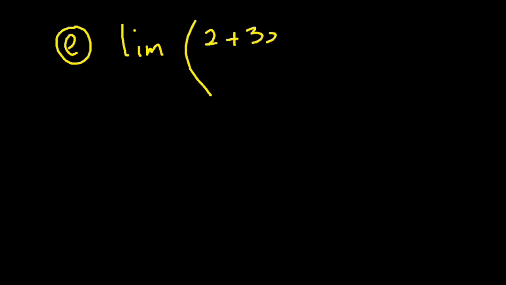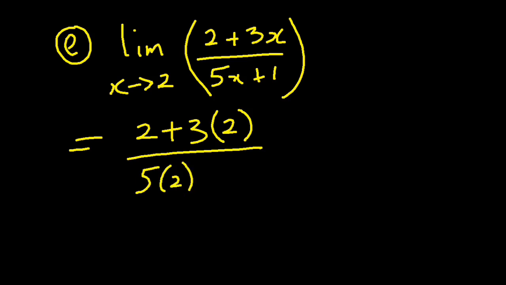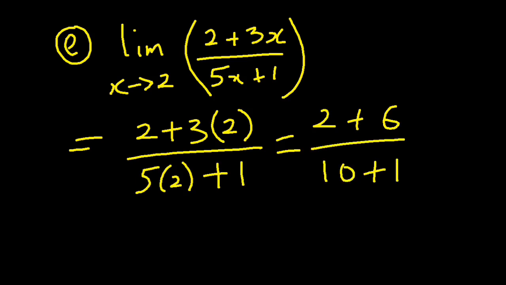Now example E, we have the limit of 2 plus 3x over 5x plus 1 when x tends to 2, which is equal to 2 plus 3 into 2 over 5 into 2 plus 1. This is equal to 2 plus 6 over 10 plus 1, which is equal to 8 over 11.